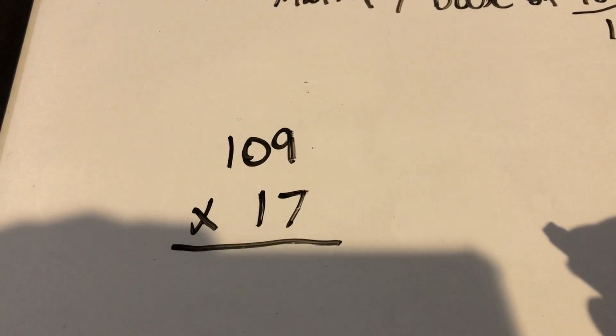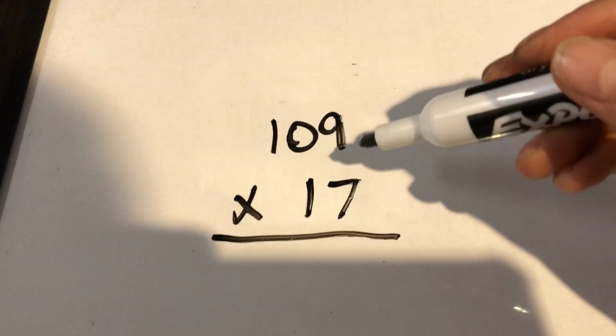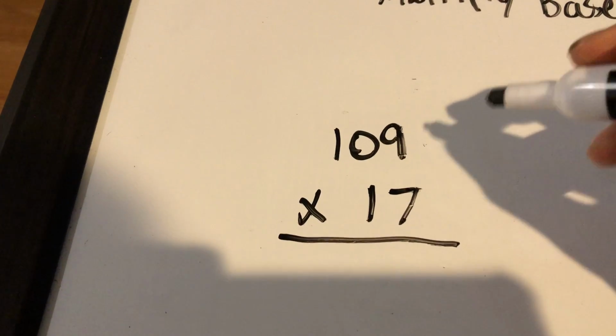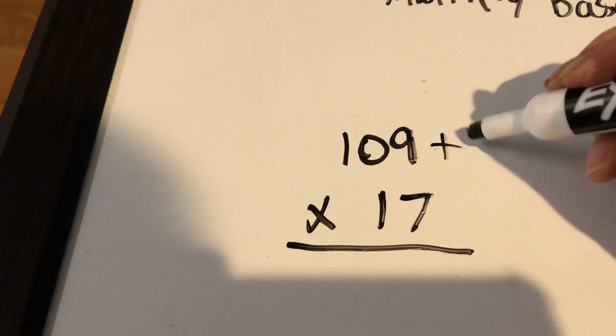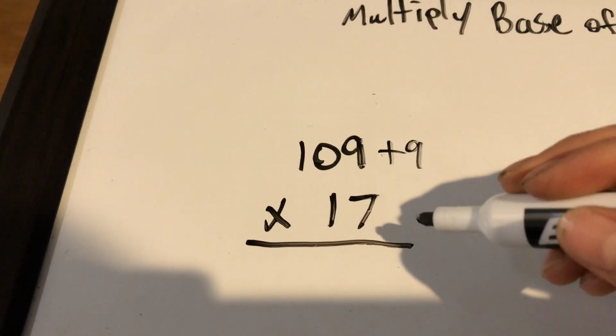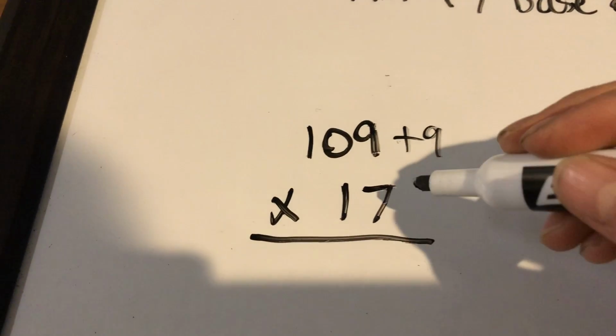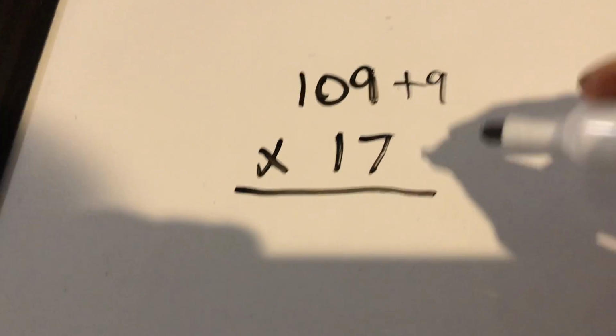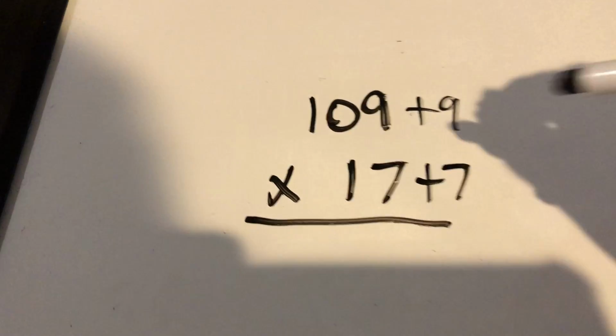109 times 17. As you can see, 109 is above the working base of 100 by 9, because 100 plus 9 equals 109. So you can write plus 9 across here. Next one, 17. 17 is above the actual base of 10, because 10 plus 7 equals 17, so we're going to write plus 7 right here.